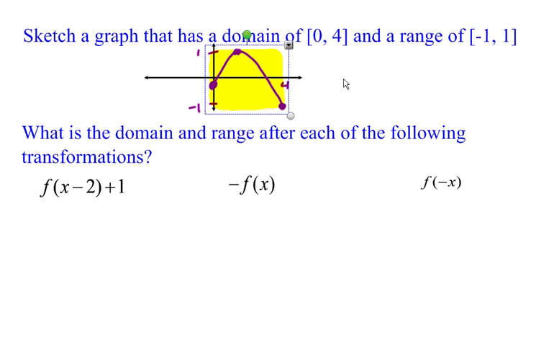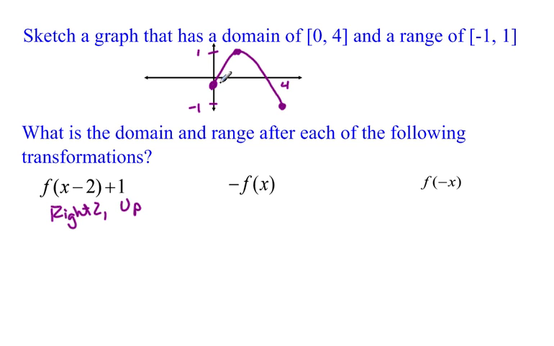y-axis. We're going to get rid of this yellow. And as we do this, we're going to be looking at each of these rules down here and seeing what happens to the domain and range. So let's take a look at this first one. This first one tells us that we're going to take our graph right 2 and up 1.